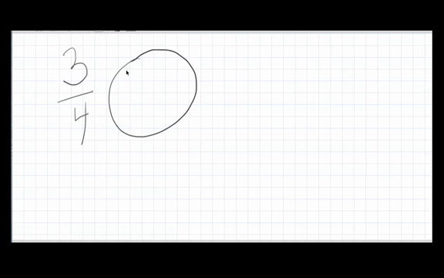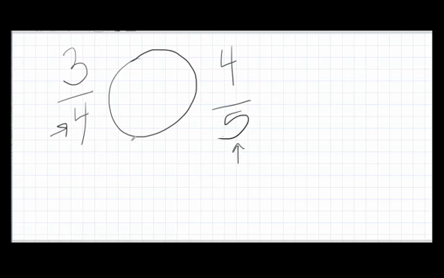Alright, so we're dealing with comparing fractions today. For example, we talked about in class comparing 3/4 to 4/5. We know that this is going to be pretty close, and so if we need to compare these, it's difficult to compare fourths to fifths.